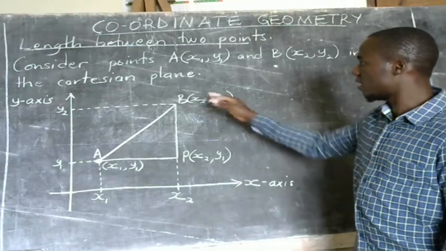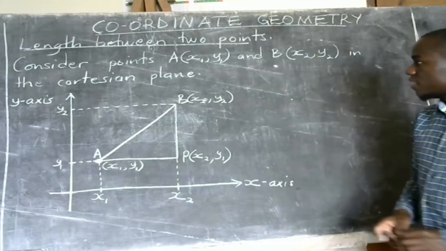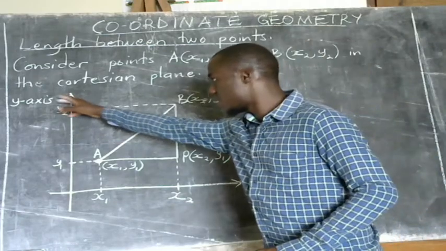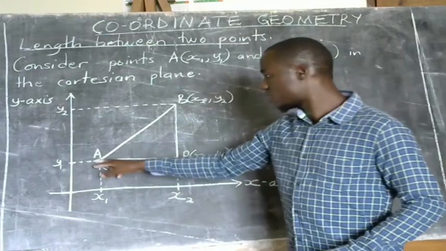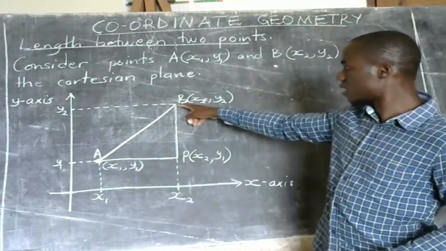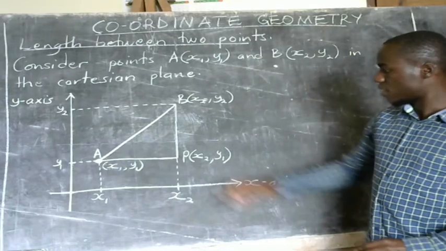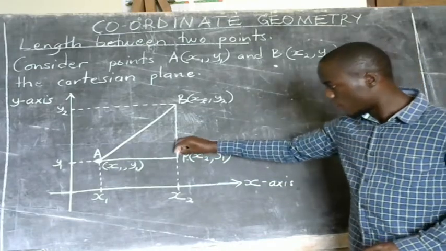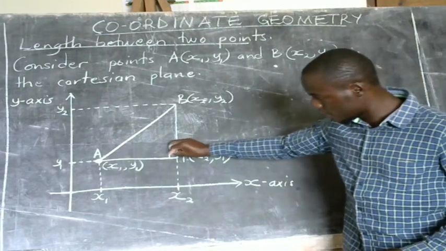Consider the diagram here having points A, B in the Cartesian plane. That is my y-axis, and this one here is my x-axis. The coordinates of A are x1, y1, then B is x2 and y2. Then I'm having another point, which is going to be P. Now, using my triangle APB, there is a 90 degree angle at P.